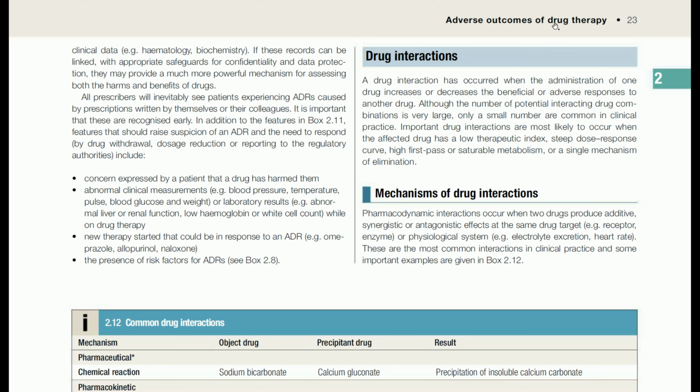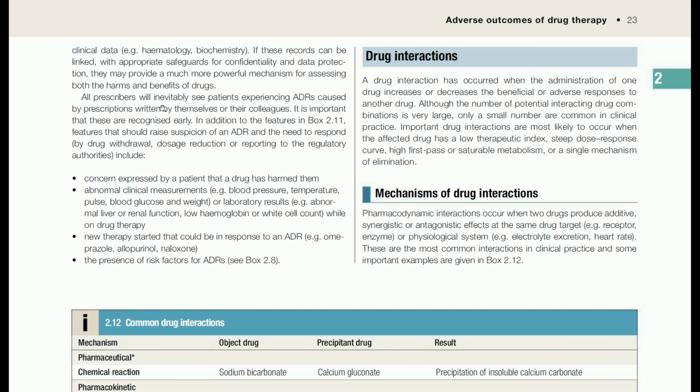Adverse outcomes of drug therapy, page number 23. From the previous page, clinical data, for example hematology, biochemistry: if these records can be linked with appropriate safeguards for confidentiality and data protection, they may provide a much more powerful mechanism for assessing both the harms and benefits of drugs.